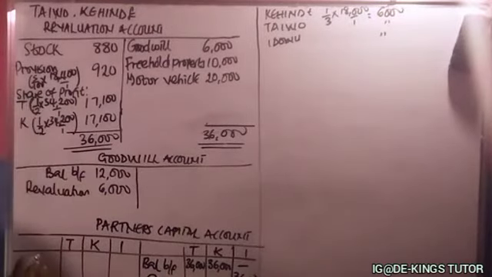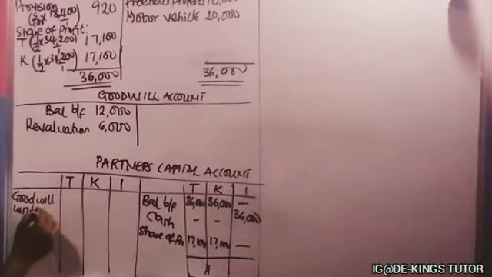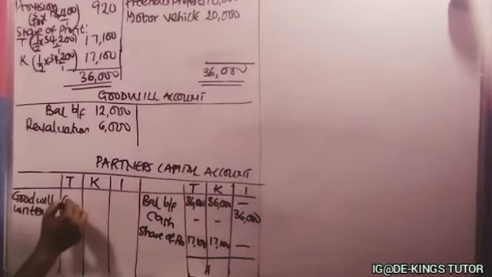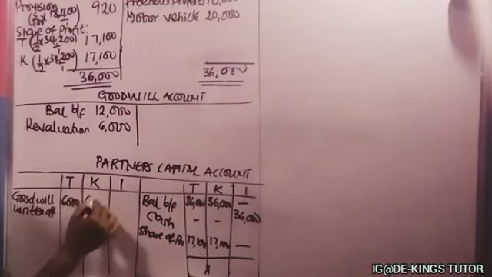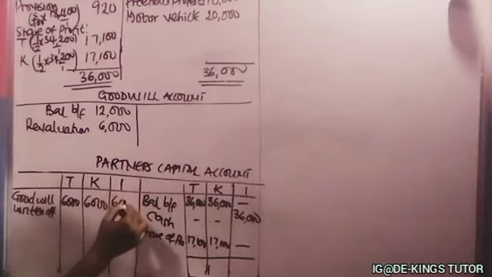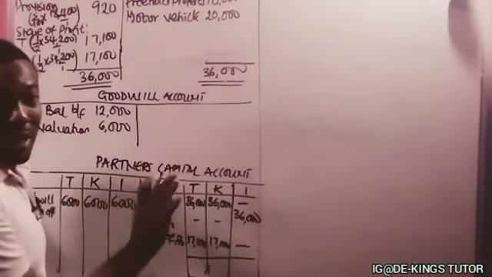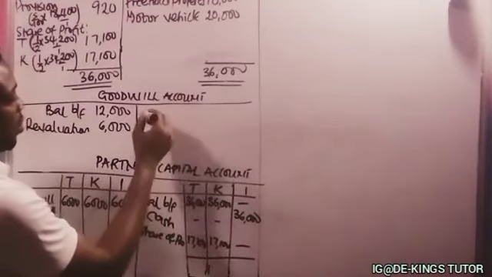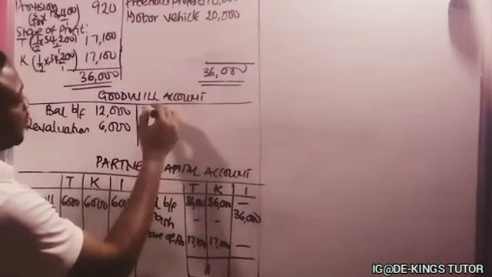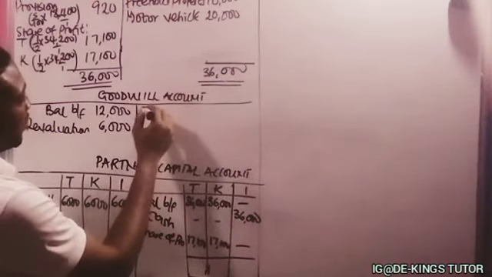So we'll come here and debit goodwill written off. For Taiwo, 6,000. For Kehinde, 6,000. For Idowu, 6,000. And we'll come to the goodwill account. That's why I said we're not yet done. We'll come here for Taiwo.